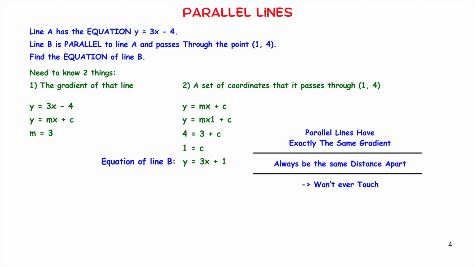So basically the take-home message here is that parallel lines have exactly the same gradient. So if they give you the gradient of one line, you also know the gradient of all of its parallel lines. Also, because parallel lines all have the same gradient, they'll always be the same distance apart, and they won't ever touch each other.